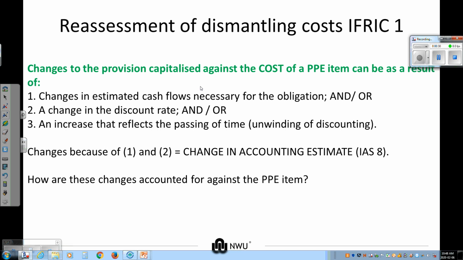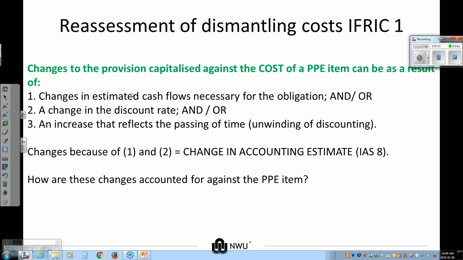So this provision amount can change. Either due to changes in the estimated cash flow, so my future value might change, or number two, my interest rate might change, or then number three, an increase in the provision that reflects the passing of time. So over the years, my provision will increase with interest, but that is just the normal unwinding of the discounting.